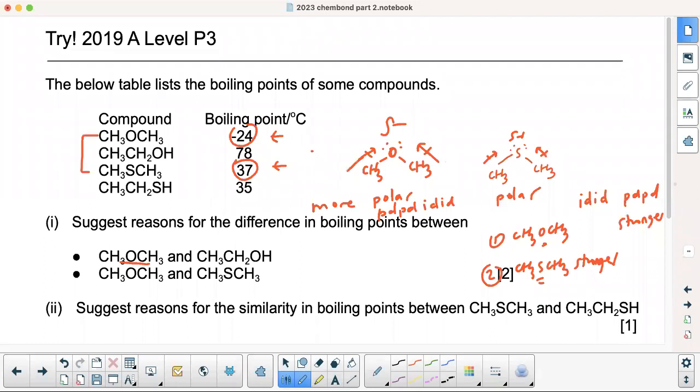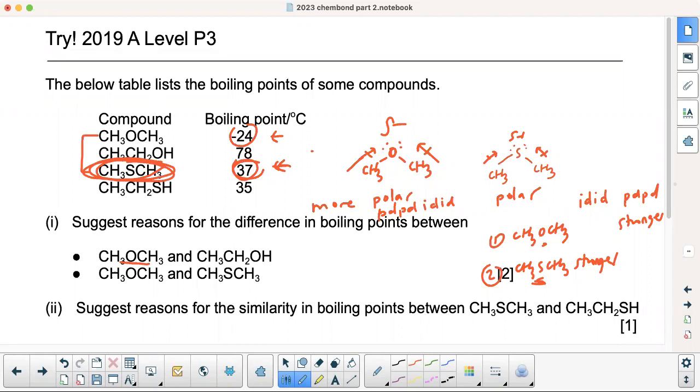Then which is the bigger answer? Which one wins? You explain in terms of ID or PD. Since this one has a higher boiling point and this one has a lower boiling point, are you going to answer based on PD or ID?